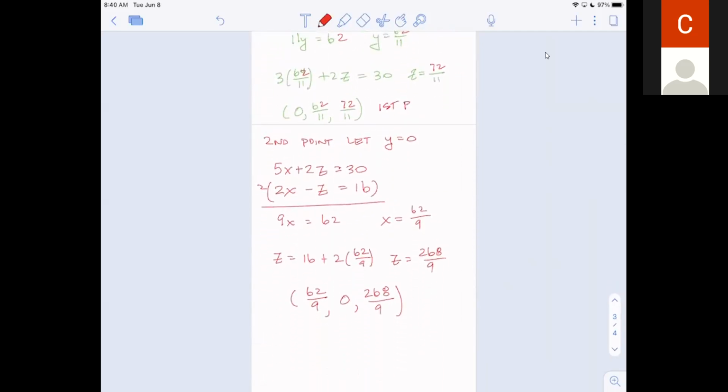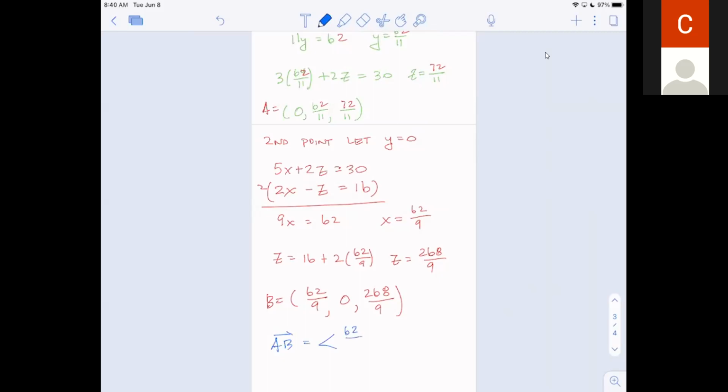So if I call this one my first point, how do I make a vector? How do I make a vector out of 2 points? Maybe I'll call this one A and this one B. Somebody put it into words. What do I do? How do I get vector AB? You subtract b from a. Yep, subtract b from a.